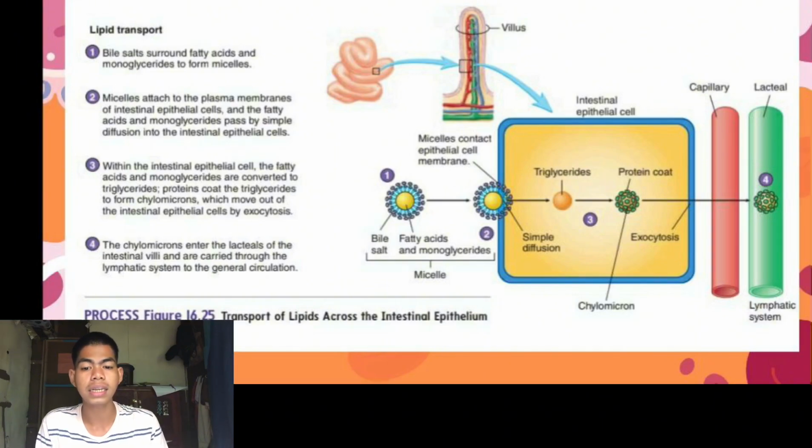chylomicrons. So these chylomicrons then leave the cell by exocytosis and enter the lacteals, which are lymphatic vessels inside the villi. From there, they travel through the lymph system and later into the blood circulation.